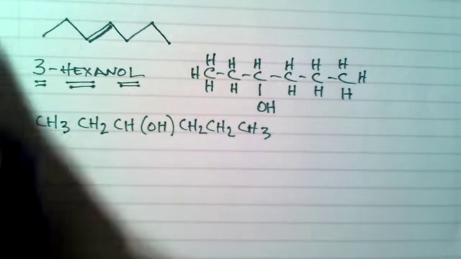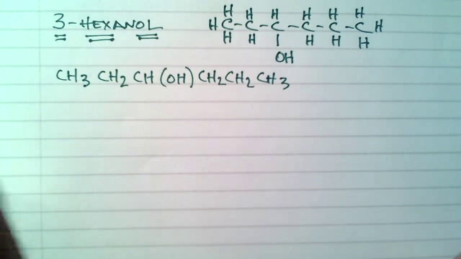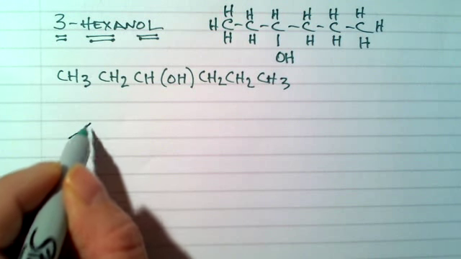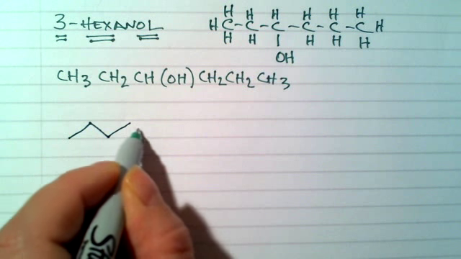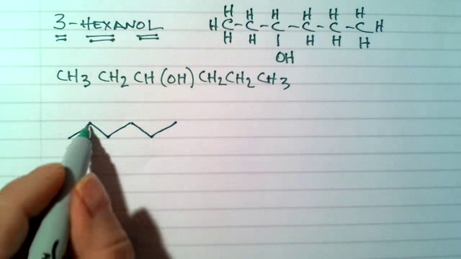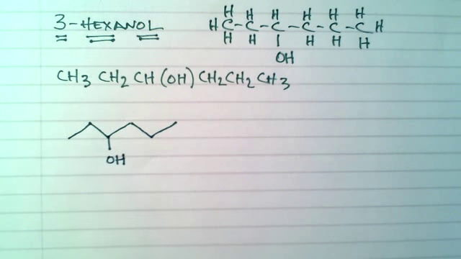And a line angle. Line angle for 3-hexanol. 1, 2, 3, 4, 5, 6. And then on carbon 3, an OH group. That's that. And the last one that we had on our list was 2-methyl-3-decanol.